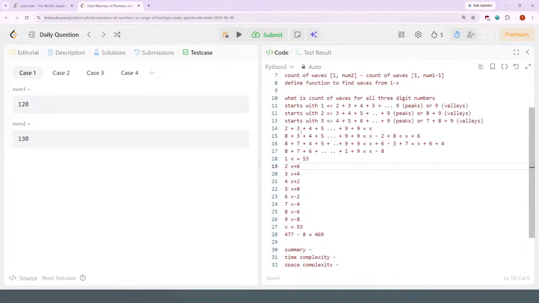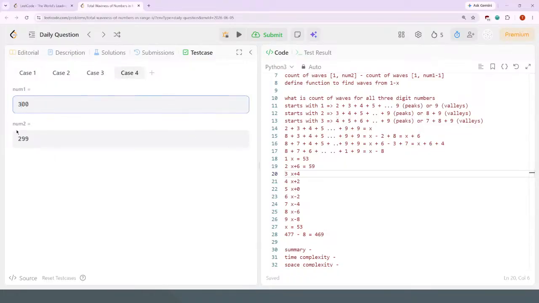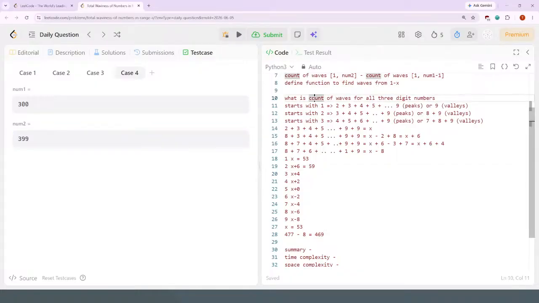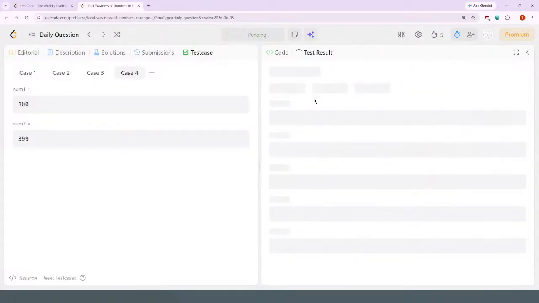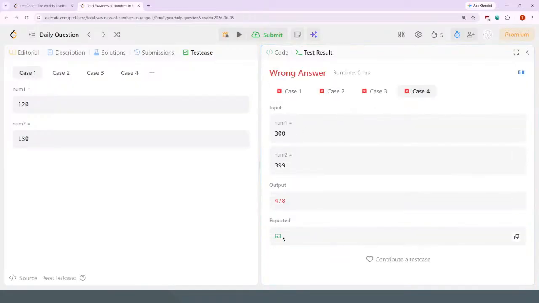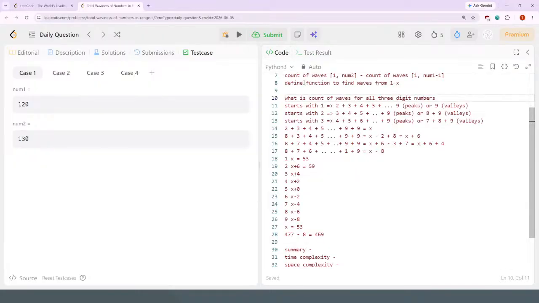Okay. Should be 57 from 300 to 399. 63. Oh boy. It's x plus 6 plus 4. It's not x plus 4. Okay.